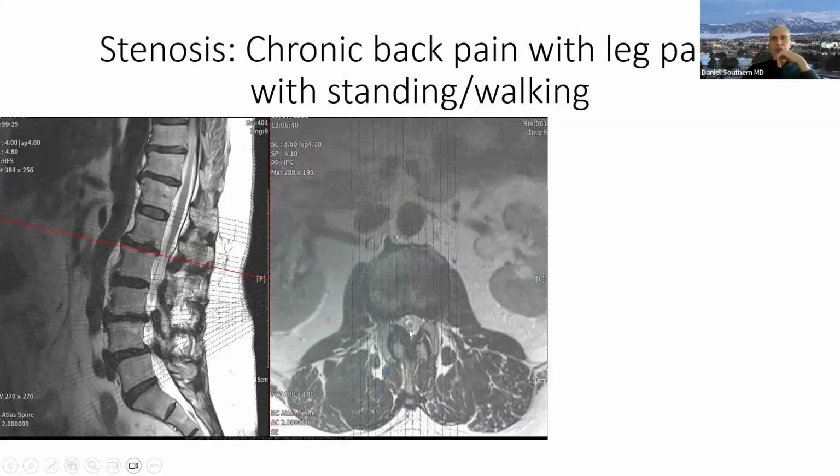That's what this is. This is stenosis. This is narrowing. Stenosis is a fancy word we use for narrowing. The nerves are being squeezed. That's what all these tiny little dots here are. That's stenosis.